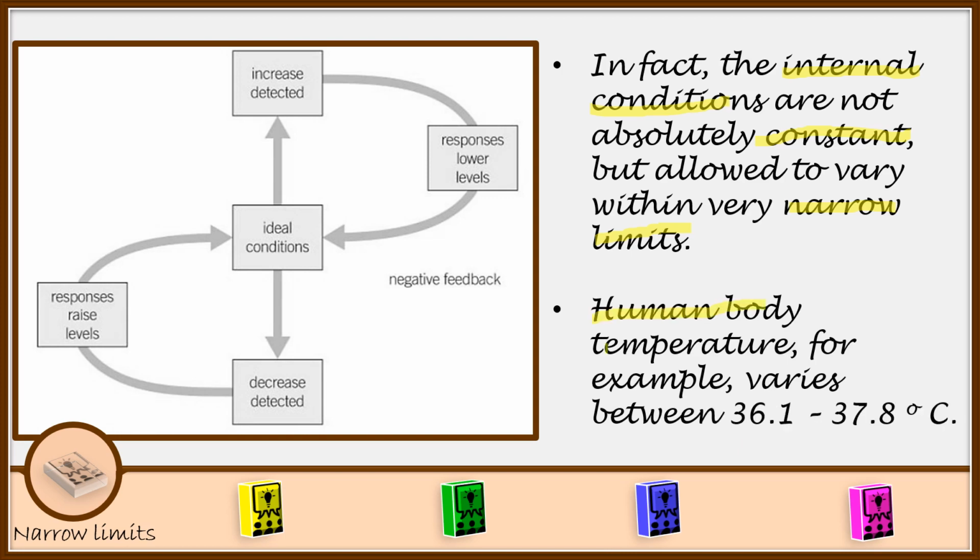Human body temperature, for example, varies between 36.1 to 37.8. So it is within that range. That is where it is functioning. We know that the temperature is 37 degrees, but it can go to 36.1 and then it can vary up to 37.8 within that narrow limit. That's where it is varying from. But we can't say that it is going to be 37 constant. No, it is going to vary within a narrow limit or a narrow range whereby it can be easily brought back to the normal condition.